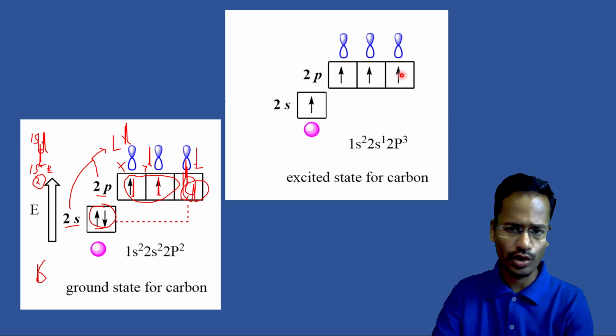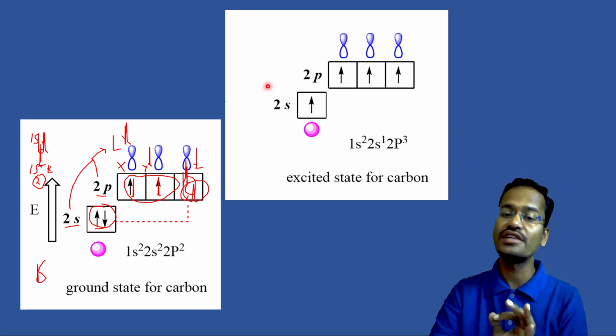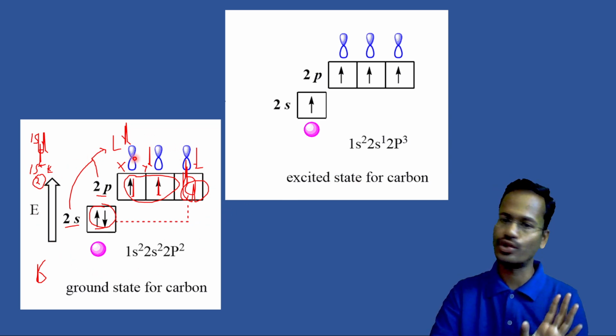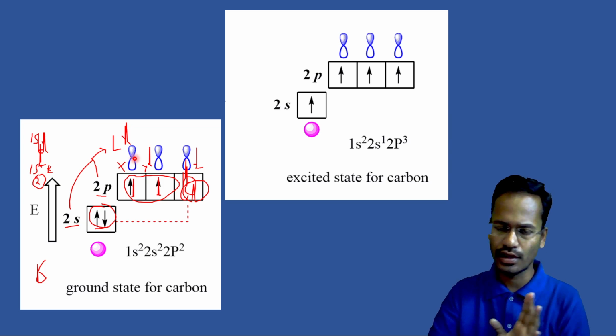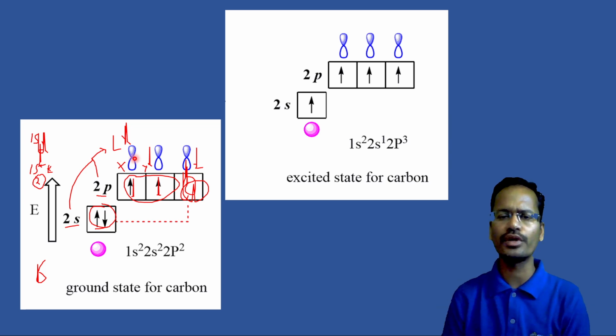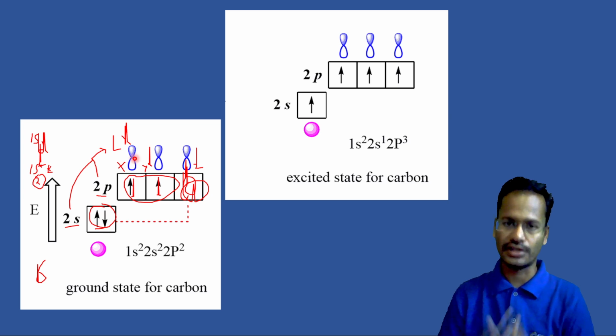And wherever we are talking about hybridization, we are going to talk only about this excited state of carbon. We are not at all going to talk about the ground state of carbon. No, we are not considering the ground state of carbon. Not only carbon, any atom, if it wants to participate in hybridization at ground state, it won't happen. It will happen only at excited state.